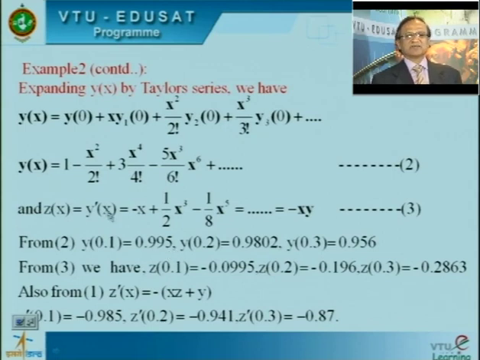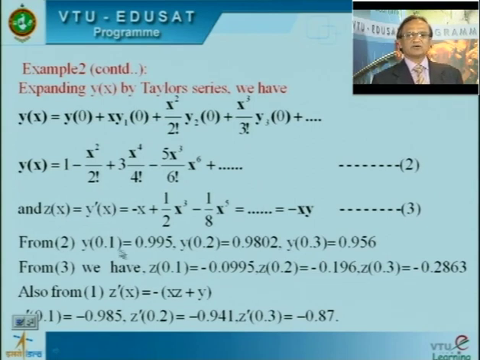In exactly the similar way, now I want to replace x by 0.2. Wherever x is there, replace x by 0.2, whole square, 0.2 to the power 4 and so on. Substitute and simplify. You can obtain 0.9802, right. Now, according to the given example, I want to calculate up to x is equal to 0.3. In this equation, replace x by 0.3 and simplify. You will get 0.956.